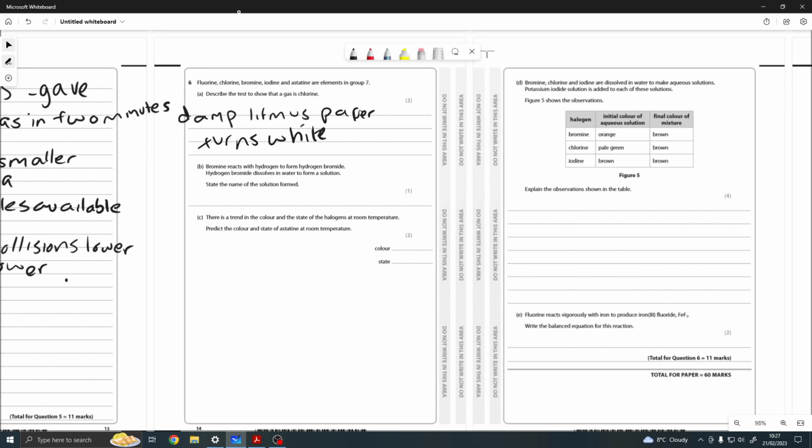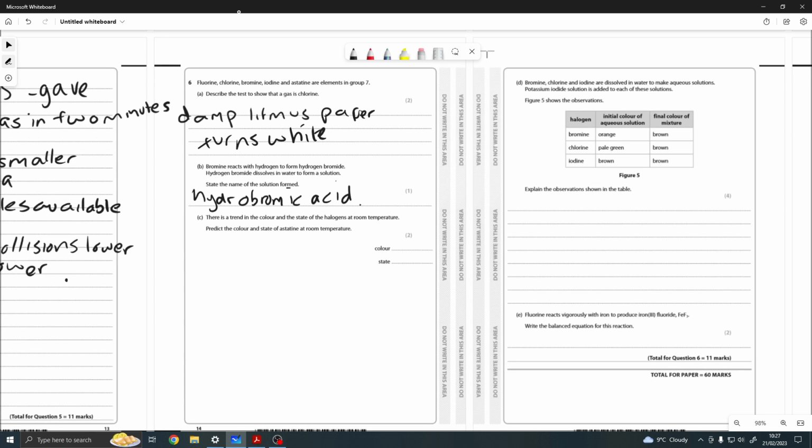Bromine reacts with hydrogen to form hydrogen bromide, which dissolves in water to form a solution. Now, you hopefully know that HCl, when it dissolves in water, forms hydrochloric acid. So hopefully it doesn't come as too much of a surprise that this will just form hydrobromic acid. Hydrobromic acid.